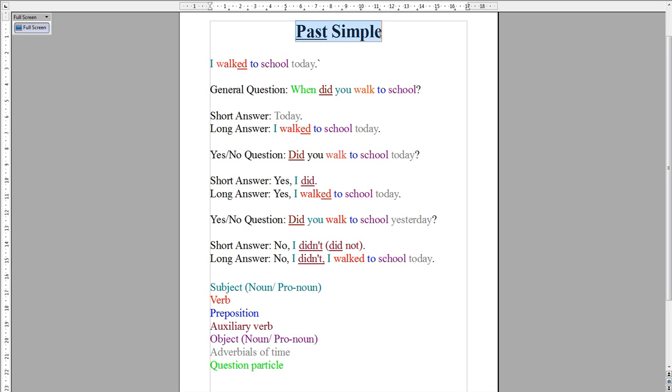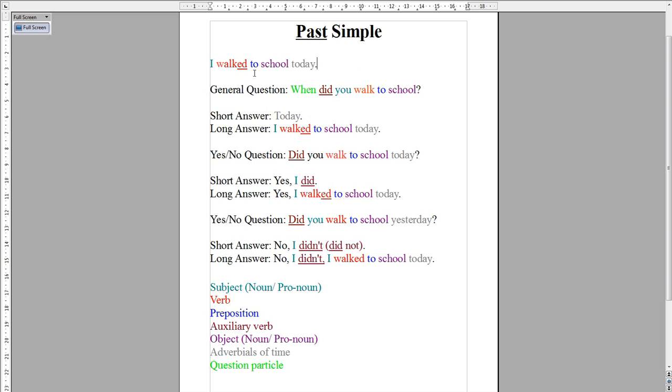Hello ladies and gentlemen, today we're going to be looking at the past simple, how to make general questions, giving a short and long answer, yes and no questions, both in the positive and the negative, again giving a short and long answer. This should give you an overall view of how to use the past simple in English.